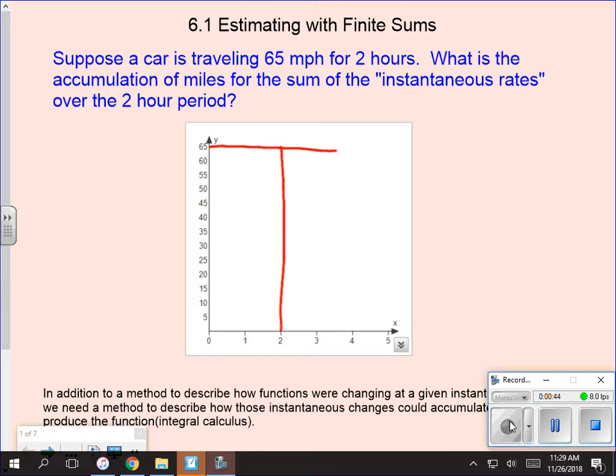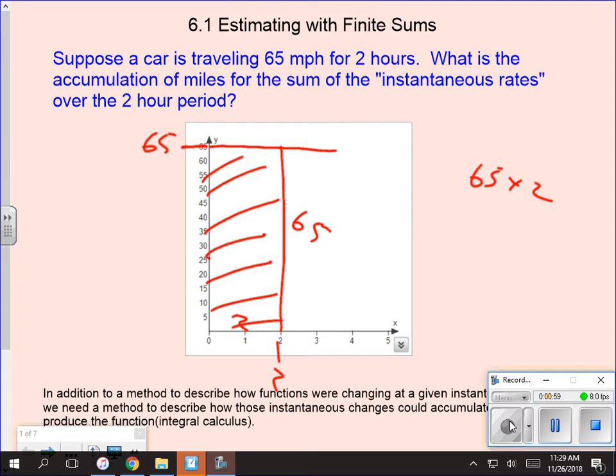2 times 65. Yeah, 65 times 2, which is what? The area of that rectangle. Okay. So if we take a rate over a period of time, we can get the distance traveled. This is kind of an introduction to what we're doing. The area underneath our curve over a particular time period gives us our distance traveled.